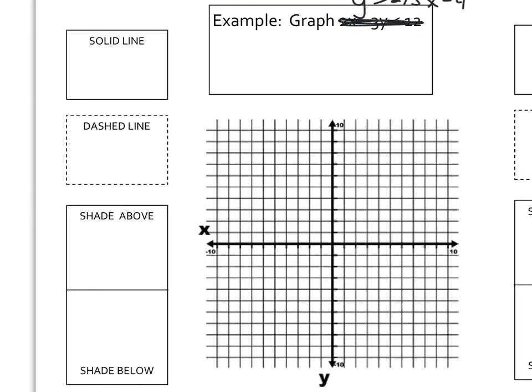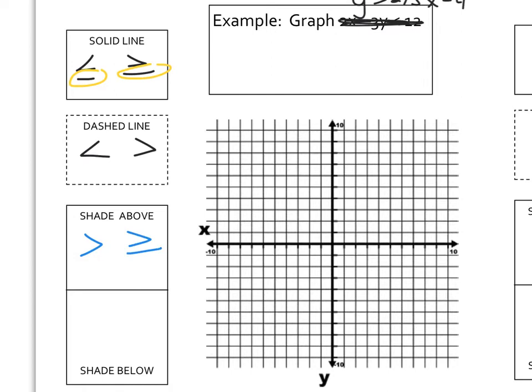So when do I use a solid versus a dotted, and when do I shade above versus below? Let's look at that. A solid line is going to be when you have the equal to, the little line on here. If I don't have the equal to, it's just a less than or a greater than, we're going to do a dashed or dotted line.